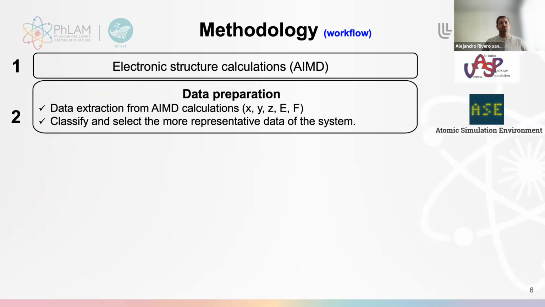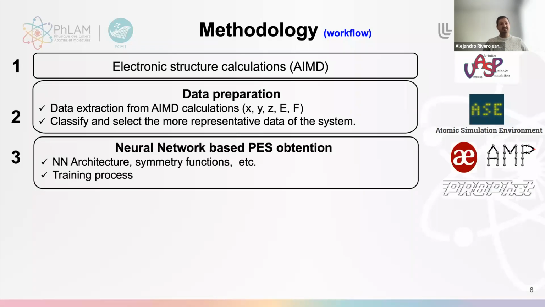So you need to be able to extract the data from the calculation that you made. That means that you need to have the configuration and the corresponding energy and force of each atom for the selection that you make. So you need to classify and select the most representative data of the system. You cannot do the training process of the neural network with all the data. So you need to make a classification of your data. And this is the second step.